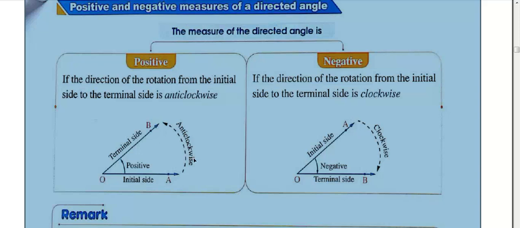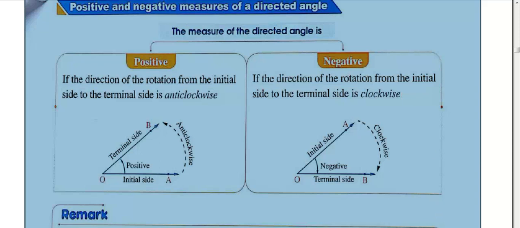Anti-clockwise, anti-clockwise. But negative, if the direction from initial side to terminal side is clockwise, it will be negative. The direction of the rotation from initial side to the terminal side is clockwise, it will be negative.